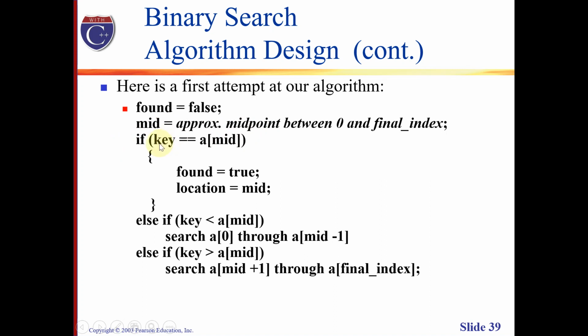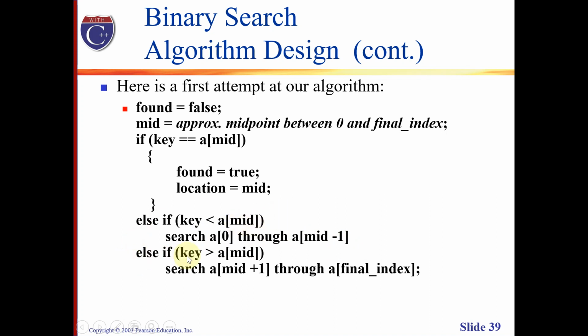And of course, if key is equal to the value stored in our middle element, therefore, we have found the value we are looking for, and we will also assign the index number to the location. Otherwise, if the key that we are looking for is less than our middle element, then we will search from index 0 through the index before our middle.